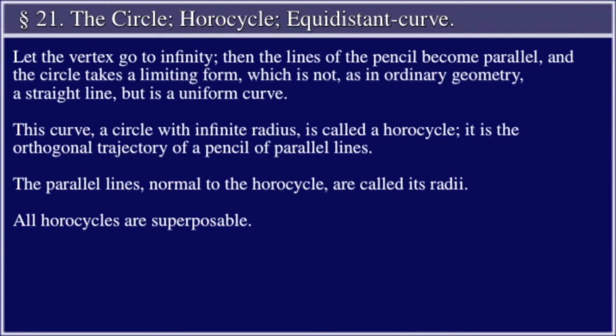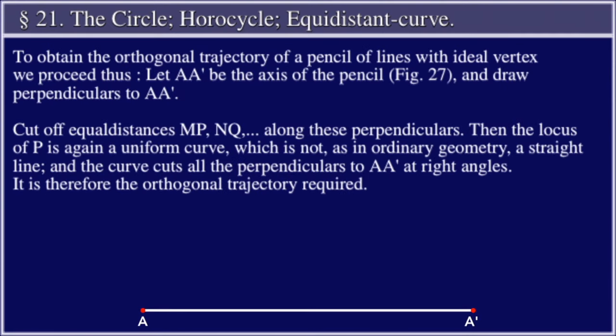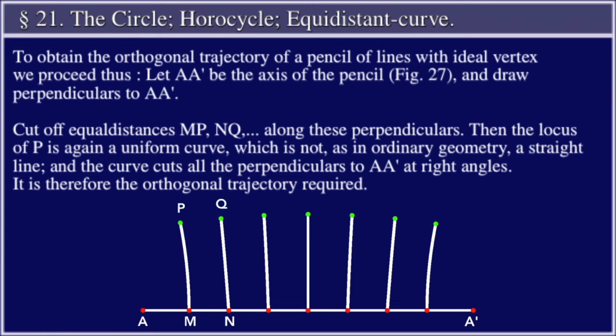All horocycles are superposable. To obtain the orthogonal trajectory of a pencil of lines with ideal vertex, we proceed thus. Let AA' be the axis of the pencil, figure 27, and draw perpendiculars to AA'. Cut off equal distances MP, NQ, along these perpendiculars.